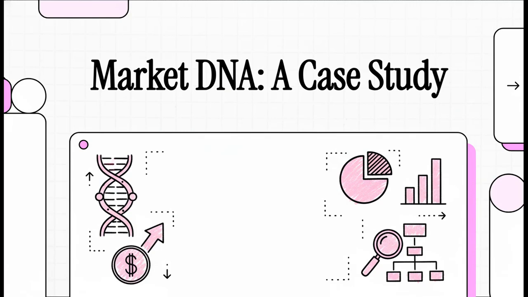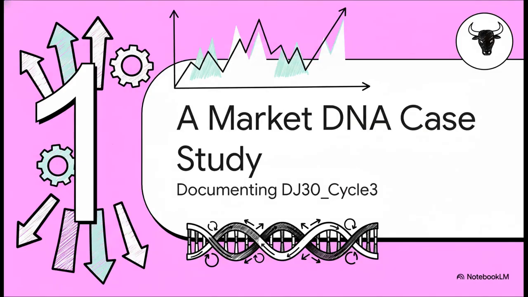Welcome. In this explainer, we're going to walk through a really fascinating case study. We'll be looking at a unique approach to markets called the market DNA method. All right, let's get right into it. We're focusing specifically on the Dow Jones 30 index, and we're going to document a particular market cycle, which was identified as DJ30_cycle 3. Let's see how this unfolds, one step at a time.